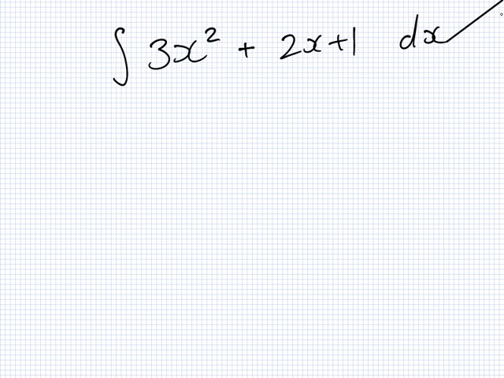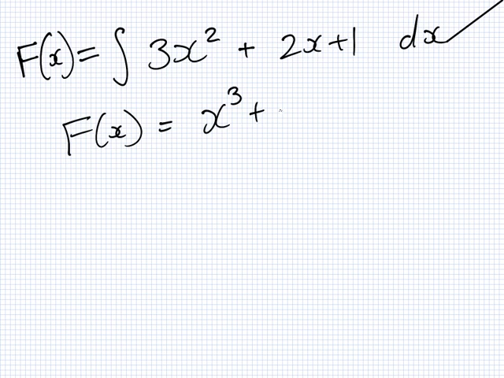Just to get us warmed up, if everybody can integrate this function, please. We'll say 3x squared plus 2x plus 1, and we'll call the answer capital F. Okay, so what do we get here for capital F? We get x cubed plus x squared plus x plus C.